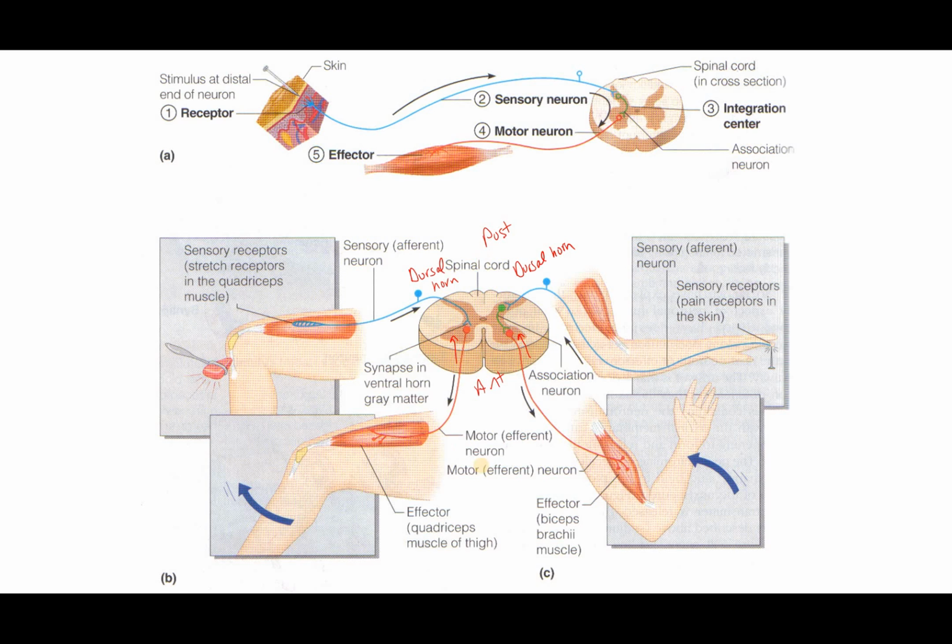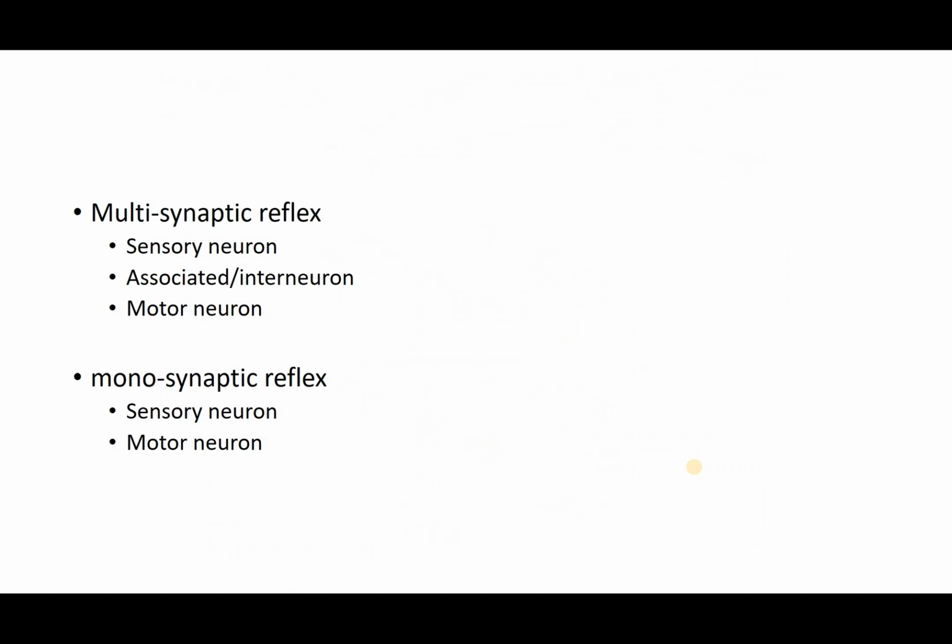So sensory input comes in and goes into the dorsal horn. And if you'll notice, the green association neuron gets synapsed upon, and then that will synapse onto the motor neuron. So this is multisynaptic. Okay, and then you're going to get your motor response, which is pull your hand away from the harmful stimulus. Okay, there's your multisynaptic and monosynaptic.